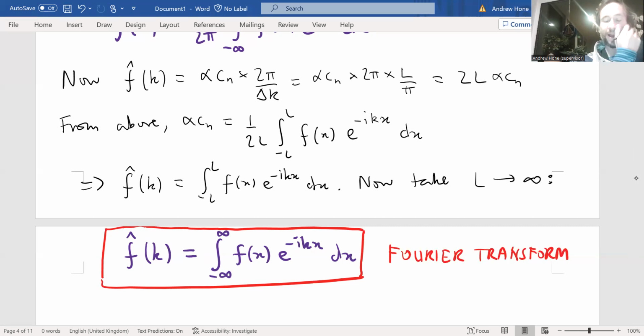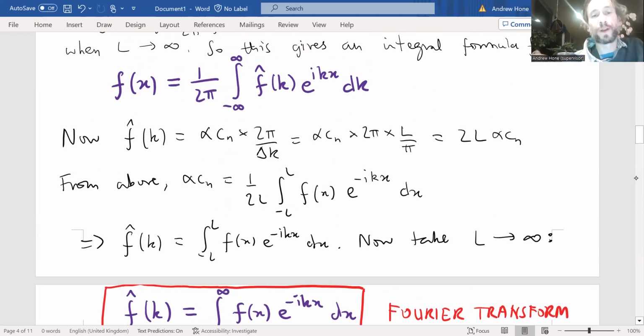So we have a function of x, and we do this integral against x, so an integral with respect to x. But inside the integral, there's a k appearing in the integrand. So that means that the answer is not just a number, it's a function of k. And so that's why that function we call f hat of k. So that's the Fourier transform of f of x. It's a function of another variable k.